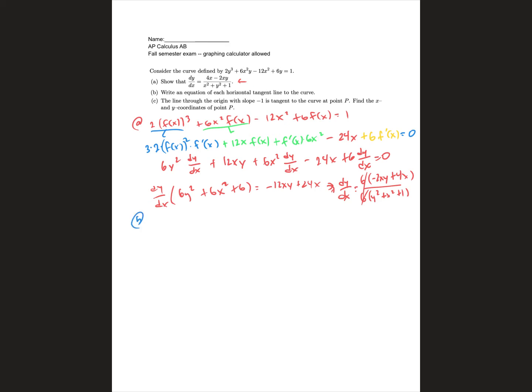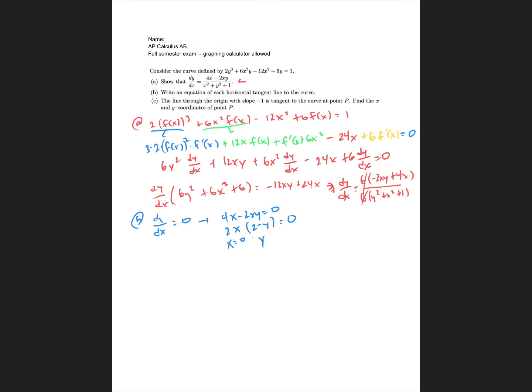Part B says to write the equation of each horizontal tangent line to the curve. So horizontal means the slope is equal to 0, and that only happens when the numerator is equal to 0. Now, when I'm solving this, I need to keep in mind that I can't divide by a variable because I might be losing a solution. So I have to factor out 2x, and that gives me two conditions: 2x equals 0, or basically x equals 0, and then y equals 2.